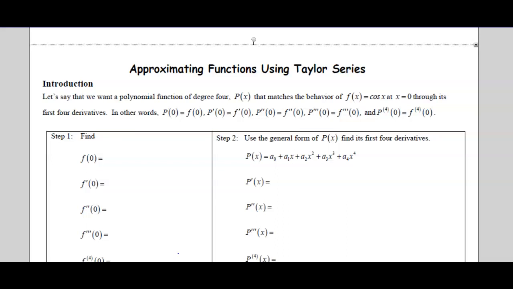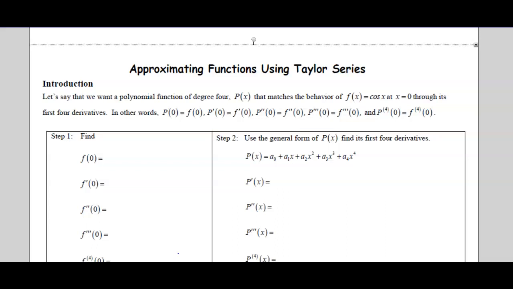Okay, we're going to approximate functions using Taylor series. We know about our polynomial function approximation. We're going to look for, in this case, a function of degree 4 that matches the behavior of f of x equals cos of x at x equals 0 through the first 4 derivatives. So in other words, p of 0 equals f of 0. First derivatives are the same at 0. Second derivatives are the same at 0, etc.